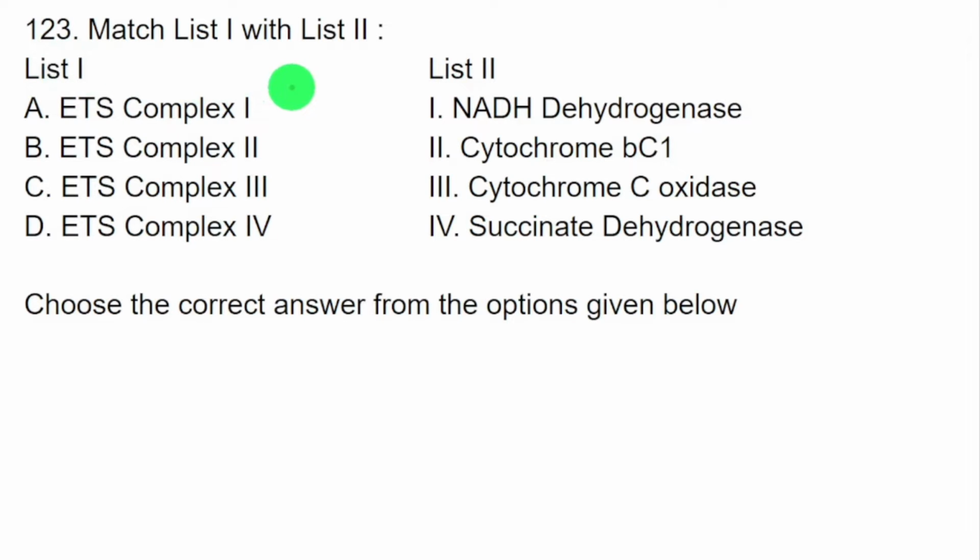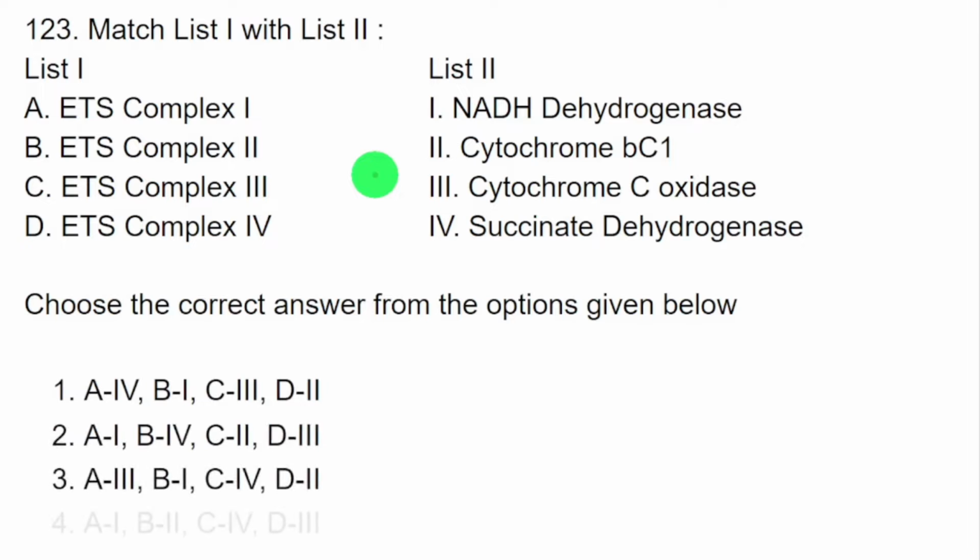So this is a match question. Whenever you have a match question, keep an eye on the options. Make the first match and cross check with the options. So complex 1 is NADH dehydrogenase. A is 1. So rule out option 1 and option 3.